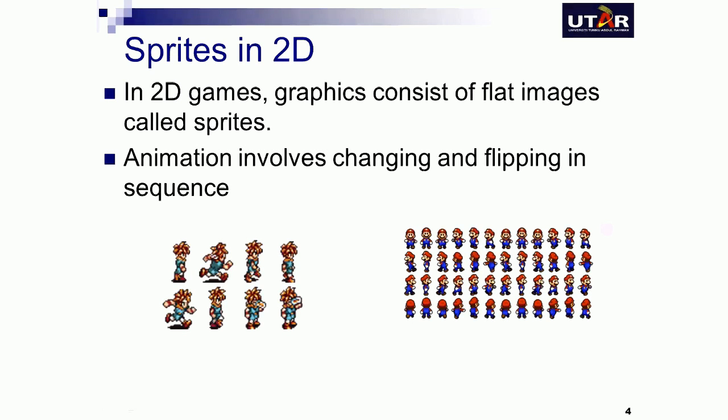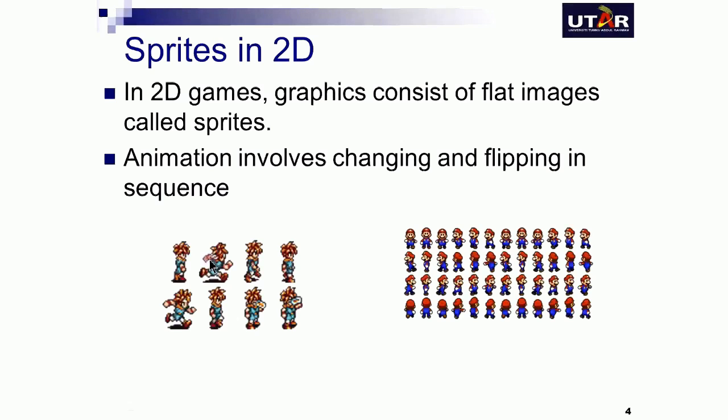If you're working in a two-dimensional game, graphics will normally consist of flat images called sprites, such as the ones that you see here. To animate these sprites, we keep in memory a sequence of sprites and flip them in sequence. So if, for example, we wanted to show a character running, we would change the location and the appearance of this sprite in a specific sequence on the screen.